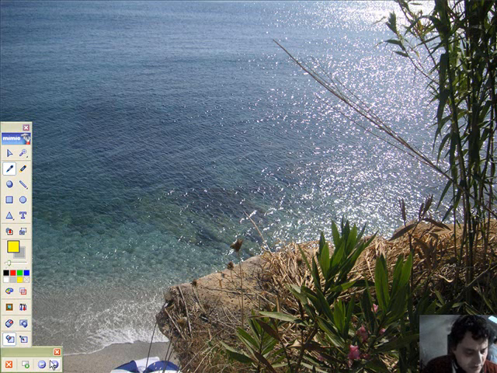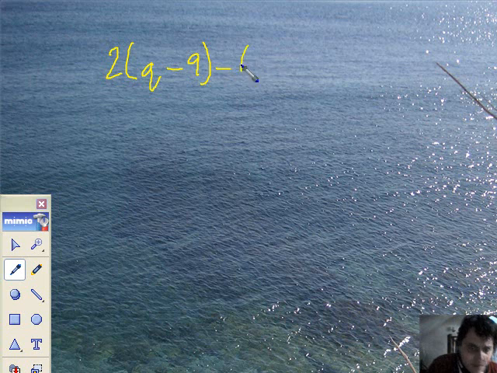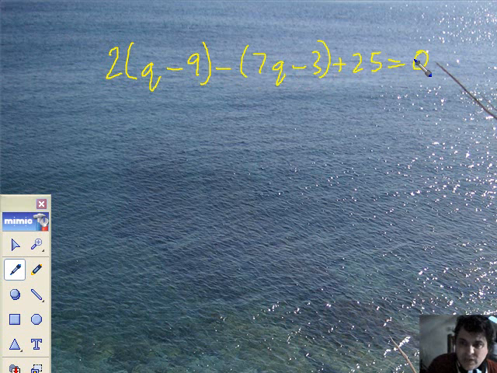Now, I've got some of these things with stars and asterisks and all that sort of thing by them. I'll do question 6, it looks like the hardest one of the lot. So here's the question 6. 2 multiplied by q take away 9 minus, open bracket, 7q minus 3, close bracket, add on 25, that should all come to 0. We'll see, shall we?